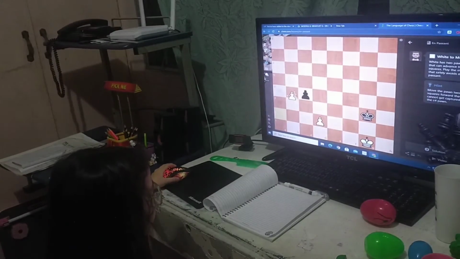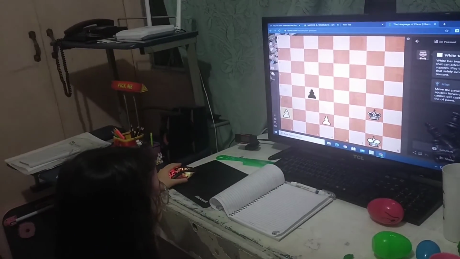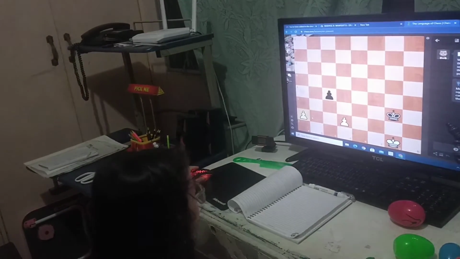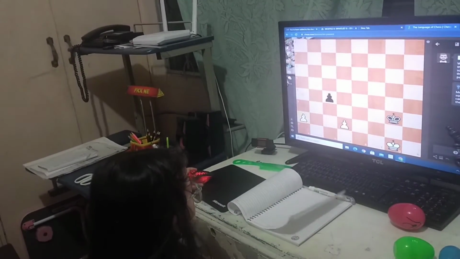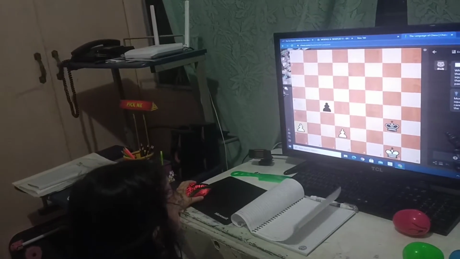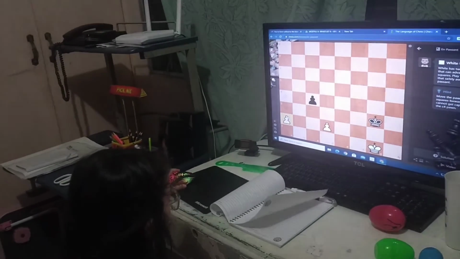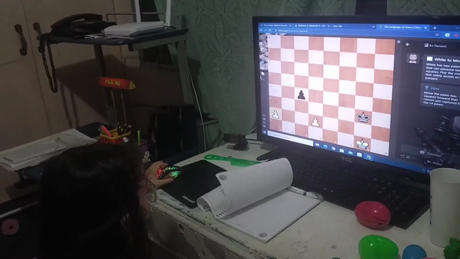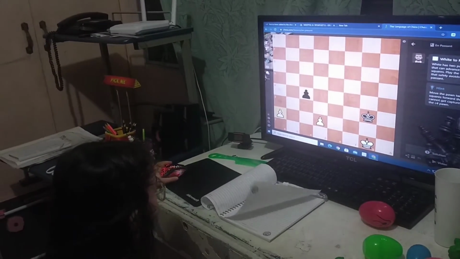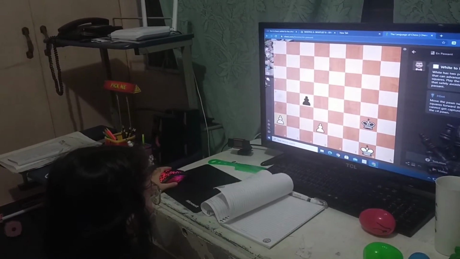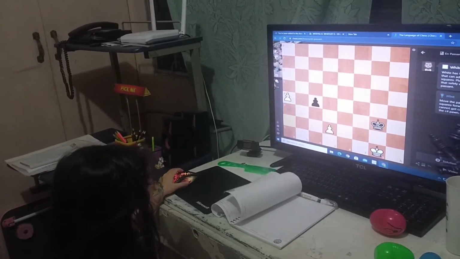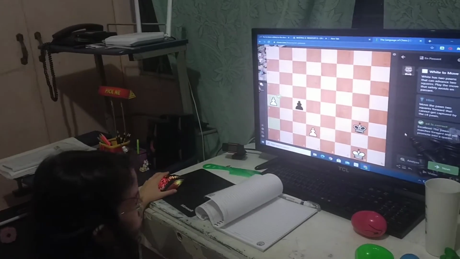Yan ang magpapanalo sa'yo dyan. Kaso nga lang, sabi niya, move a pawn 2 squares forward. So, that cannot get captured by c4. Tama yan. Tama yung hawak mo. Ano daw yung pawn na pwede mong i-push ng 2 squares na hindi makakain ng c pawn ng black? Yan. Nice.